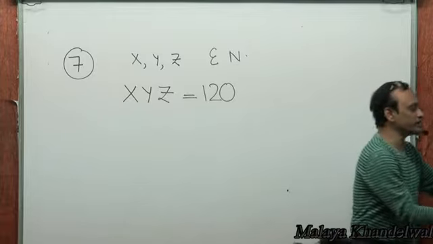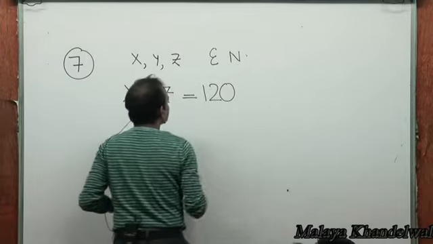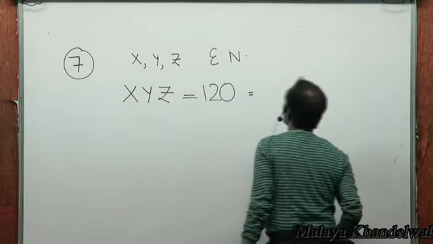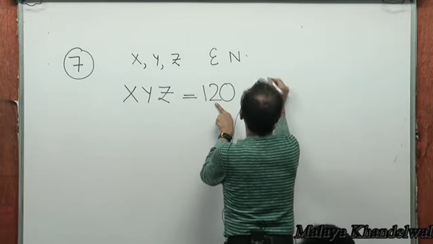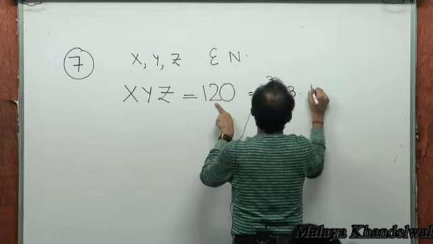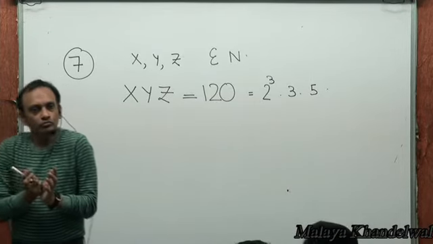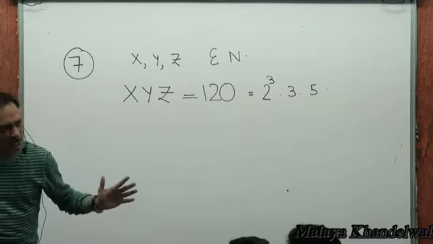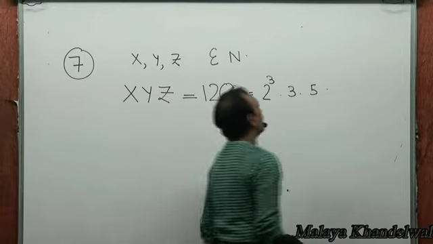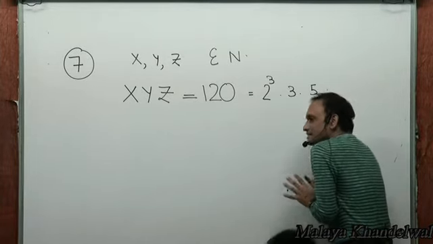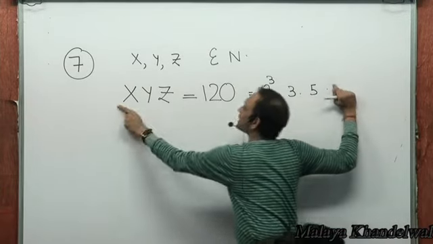Now, actually a very simple problem. What you need to do is this: 120 can be written as 8 into 15. 8 into 15 means 2 cubed into 3 into 5. Yes or no? That's resolving it into prime factors. This is the only way you could do that. Now, look, what I'll start to do is each of these factors I'll start to assign to X, Y, Z.